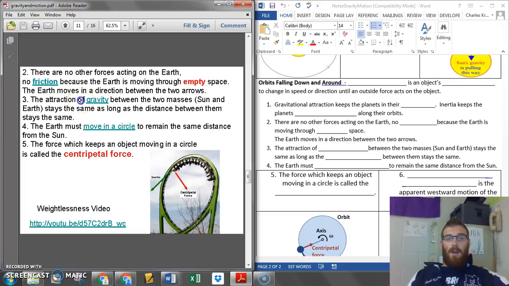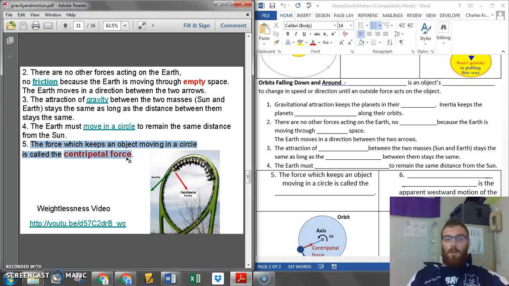Okay, the attraction of gravity between two masses stays the same as long as the distance between them stays the same. And as long as there's no outside interference, the distance will continue to remain the same. Earth must move in a circle to maintain its distance from the sun, because that is the law of gravity at work there. Okay, so the force which keeps an object moving in a circle is called centripetal force.